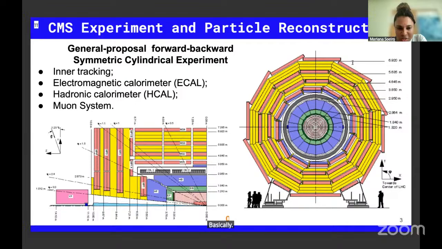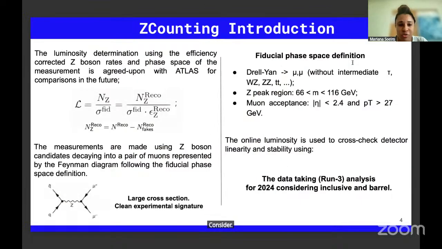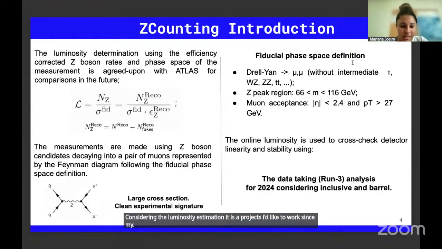Basically, we need all the detectors to understand how we can work with those particles. My thesis is focused on a complete proposal to understand the particles and have more idea how to work with different particles, and how to work in CMS as well. Considering the luminosity estimation, it is a project that I have wanted to work on since my master's, but I only have the opportunity now.